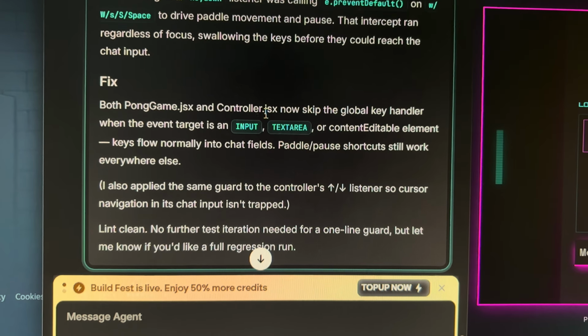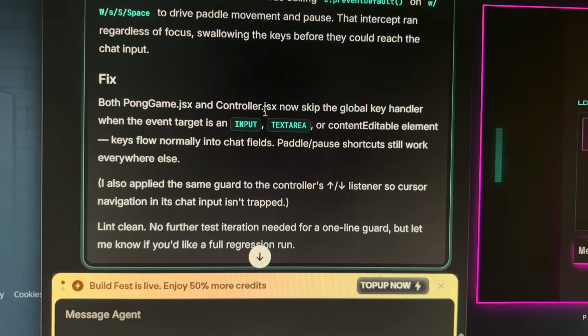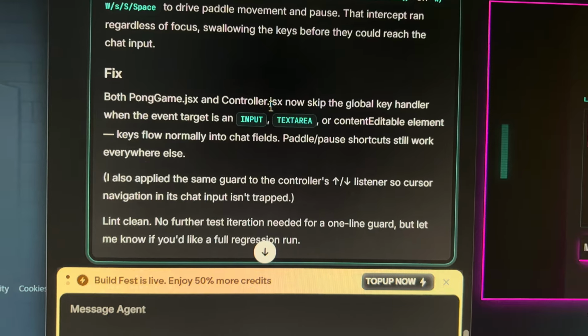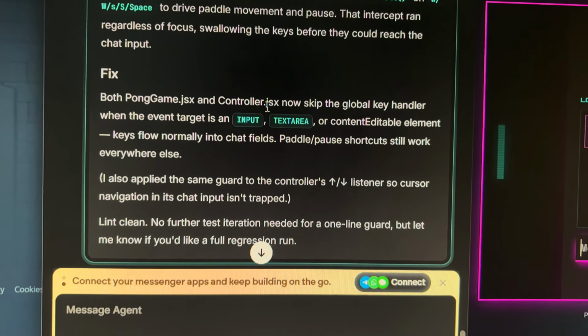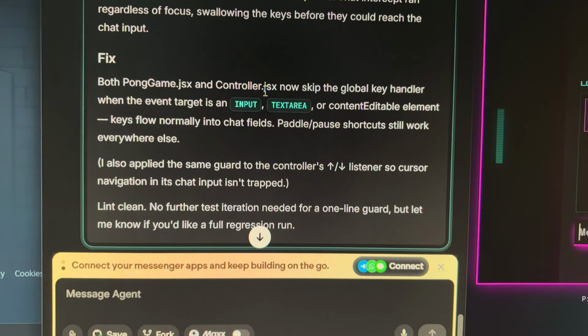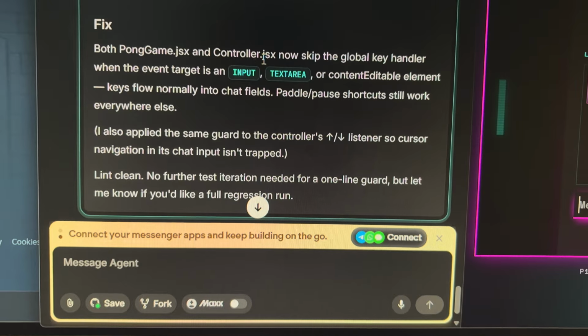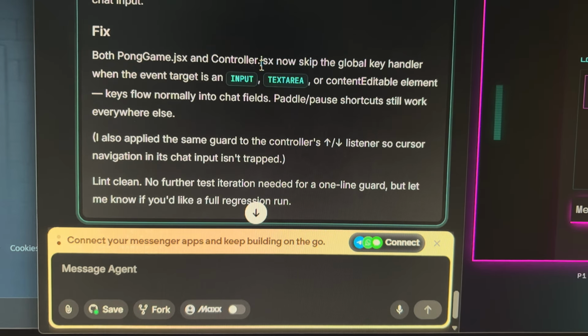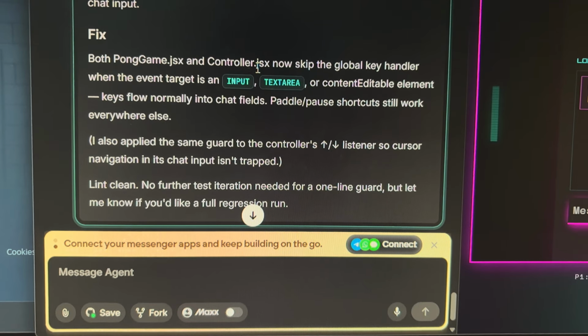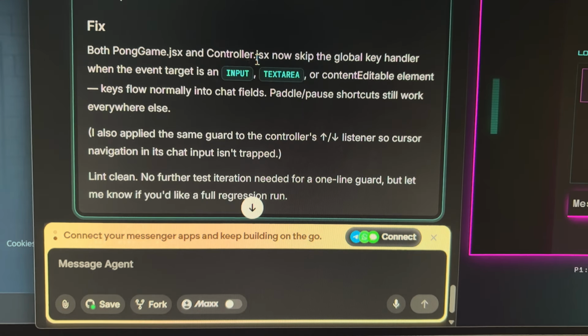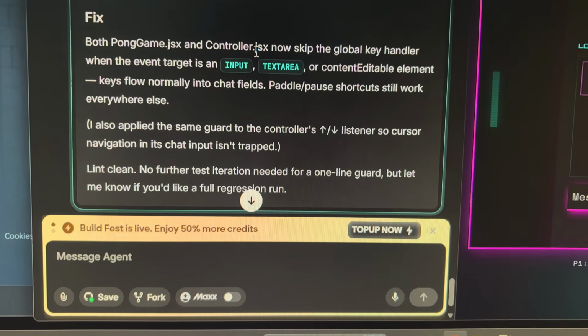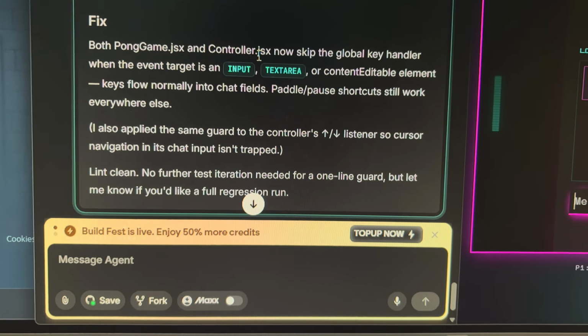I did not know that cursor navigation was previously trapped. Huh. I don't know what that means. Lint clean, don't know what that means. Might have to find out at some point. No further test iteration needed for a one-line guard. But let me know if you'd like a full regression run.